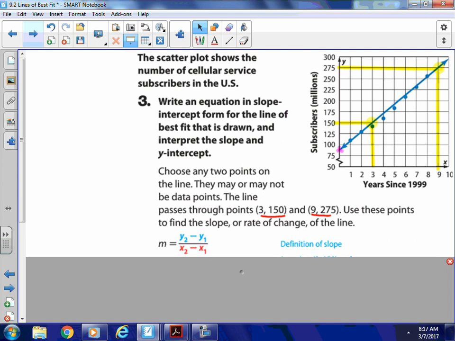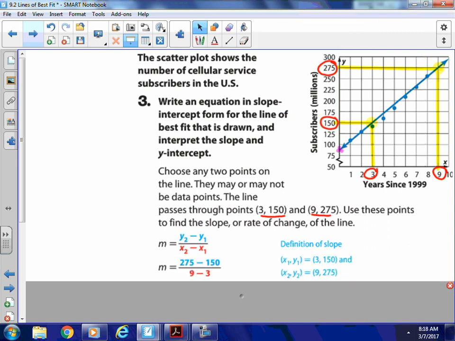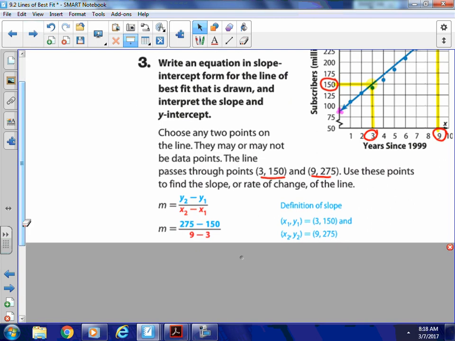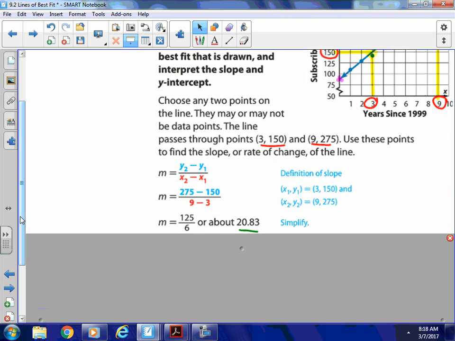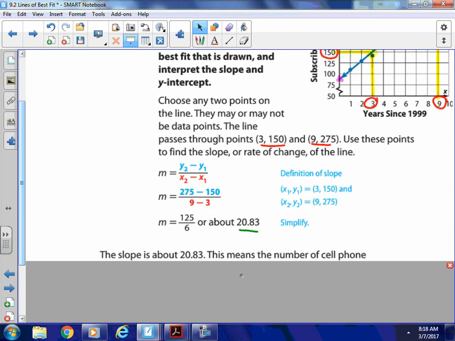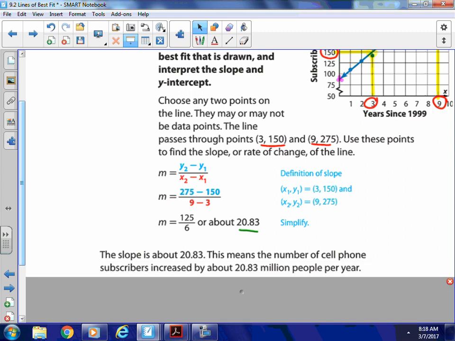y2 minus y1 over x2 minus x1. Those are the numbers we're going to plug in. And then we can reduce to 125 over 6, and if I turn that into a decimal, it's about 20.83. By the way, what does the slope mean for this situation? It means the number of cell phone subscribers increased about 20.83 million people per year.